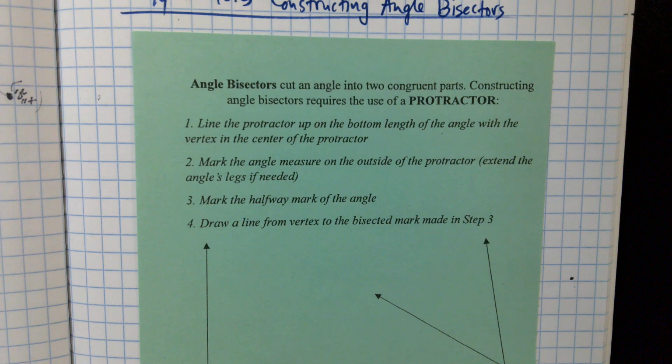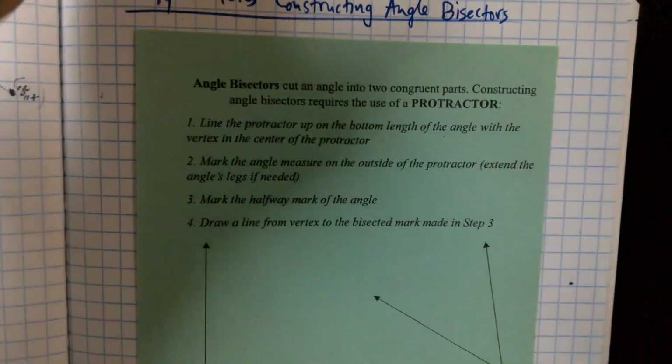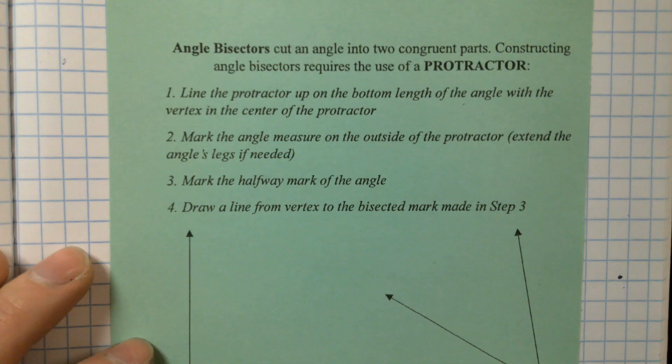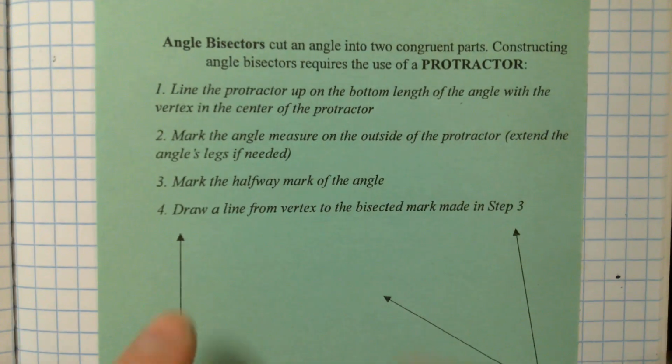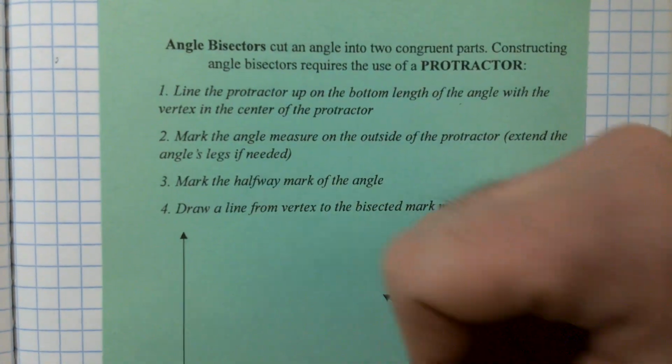I'm going to take this down before the test. So you have to memorize that. Not that that matters. Scalene, that's a type of triangle. I think. Yeah, right here.